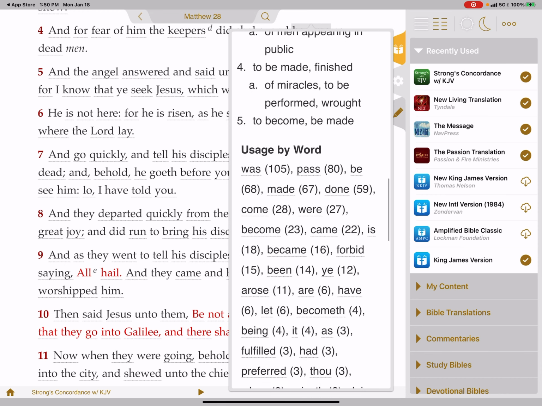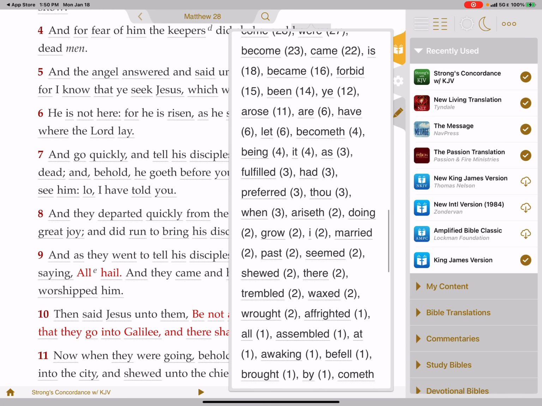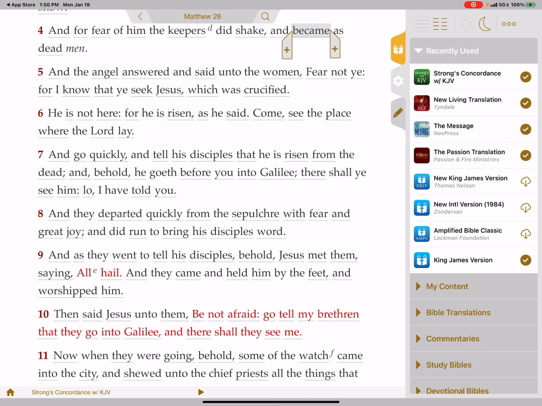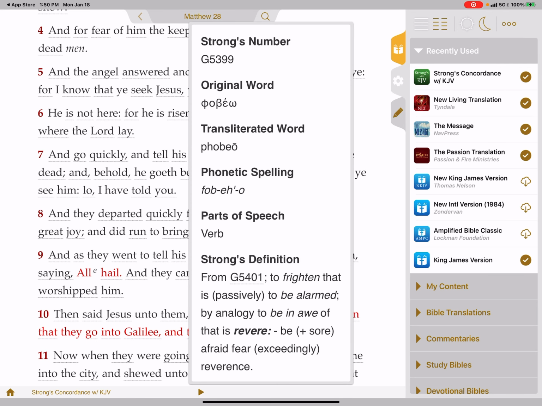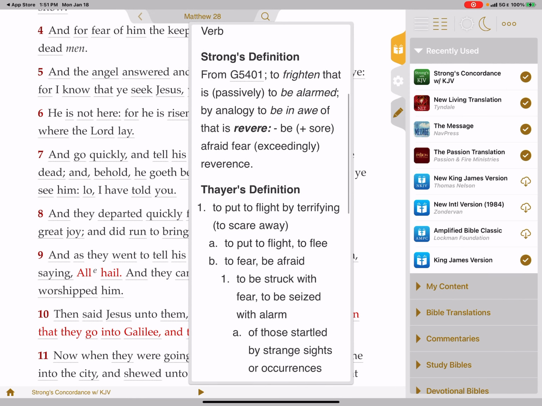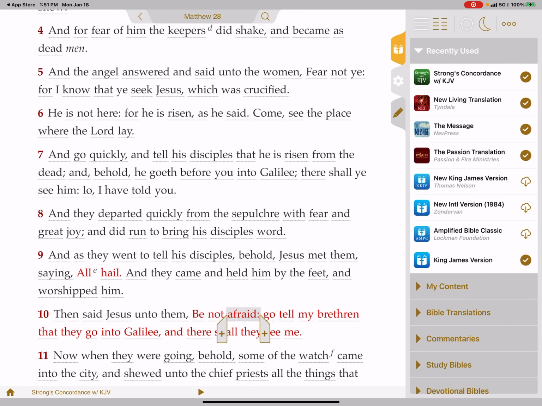It will tell you the usage of the word in the scriptures and how many times it's used and what it means each time it's used. So that's always great, and that was for the word became. If you look at be not afraid in verse 10, and so afraid is phobeo, and it says to frighten, to be alarmed, to be in awe, to revere, to put to flight. In other words, don't be put to flight. Don't be terrified or scared away. And so this will give you a more clear understanding of the word.